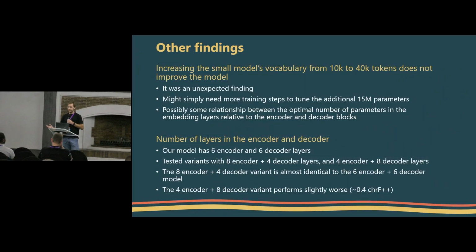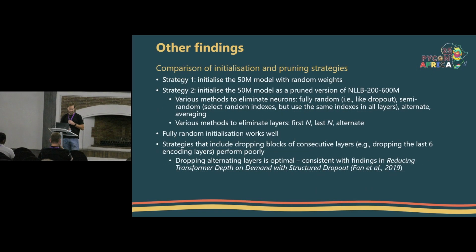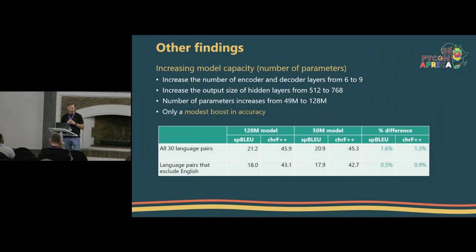Increasing the model's vocabulary without doing anything else, to one of my earlier points, perhaps unexpected, but made no difference. There are good reasons for it, but I think they're worth exploring more. Played around with different configurations of the encoder and the decoder. No evidence to suggest that just going with 6 and 6, the same number of layers, is suboptimal. Did some experiments on different initialization strategies that I also just go over very quickly or skip over.